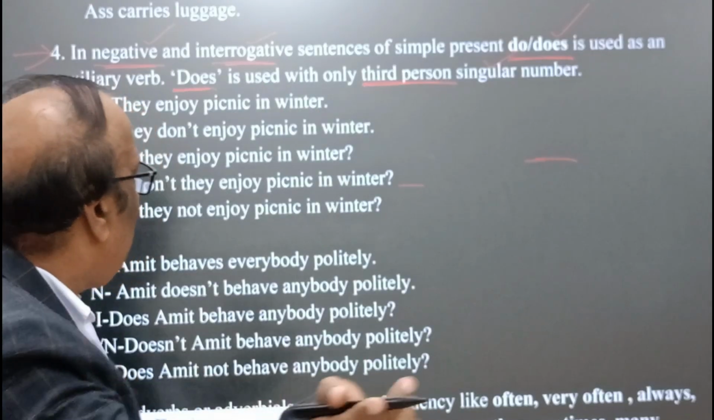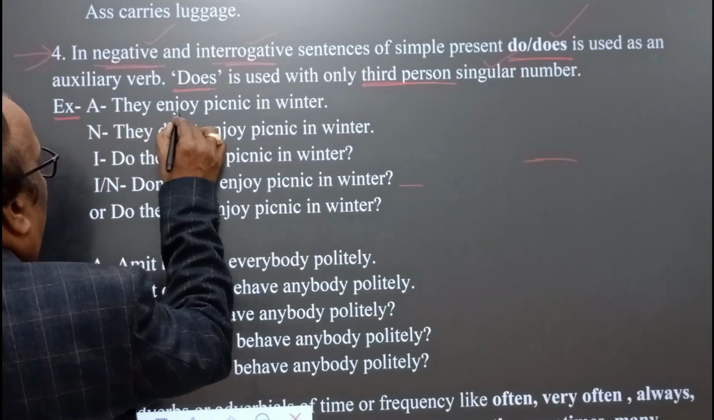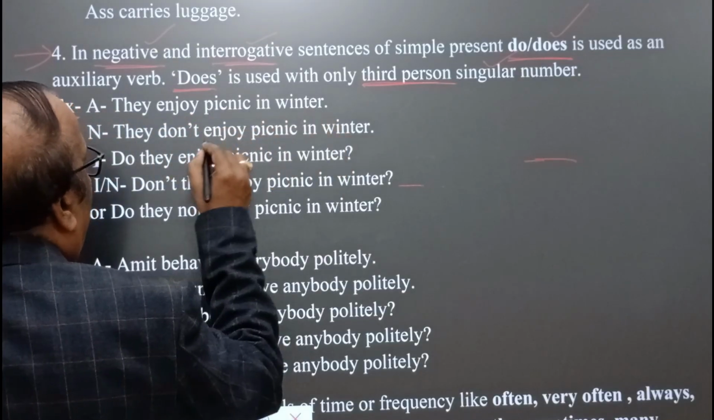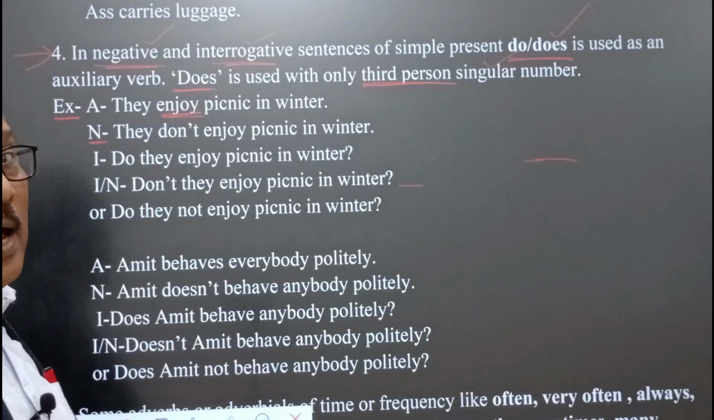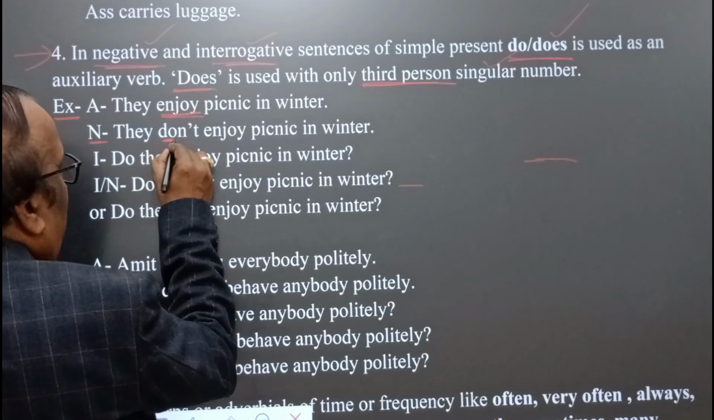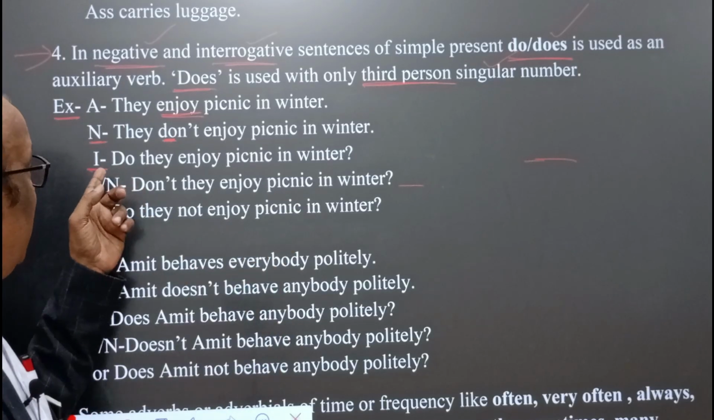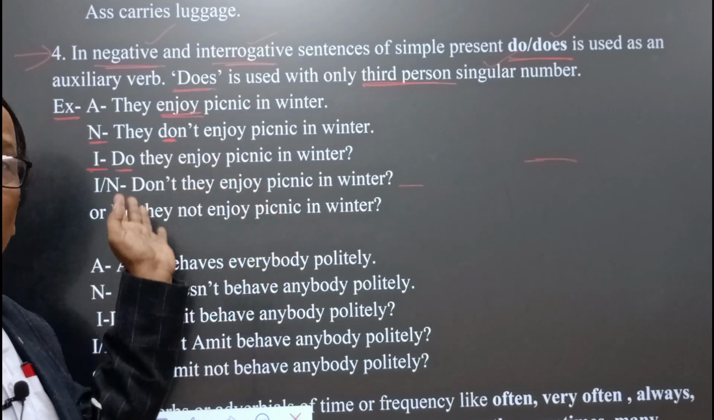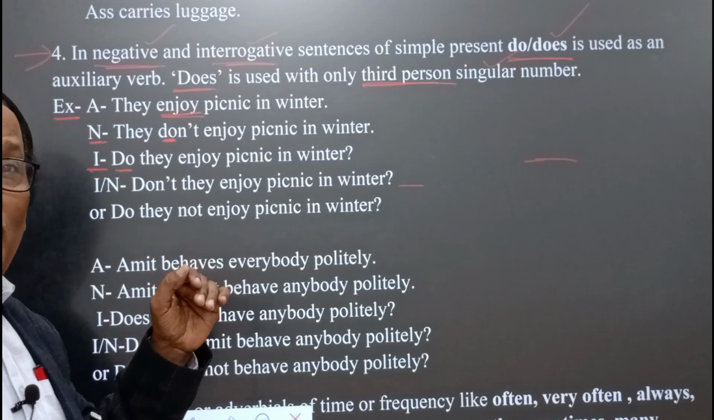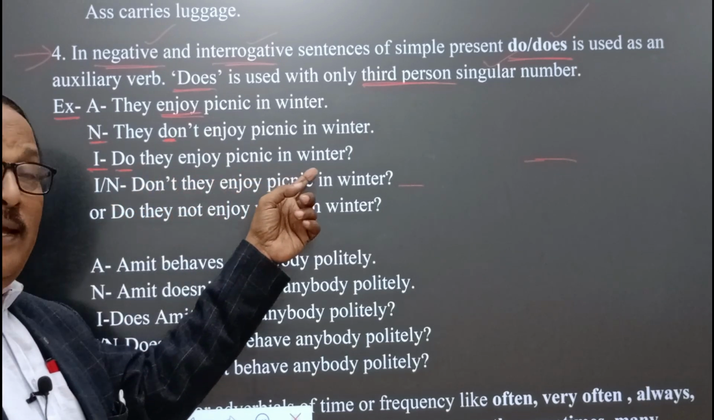Okay? Yes. Now come to examples. A for affirmative, they enjoy picnic in winter. They is a third person plural number. In negative, as they is the subject, they don't enjoy picnic in winter. But in interrogative sentence, do is generally used before the subject in interrogative or question sentences. Okay, do they enjoy picnic in winter?